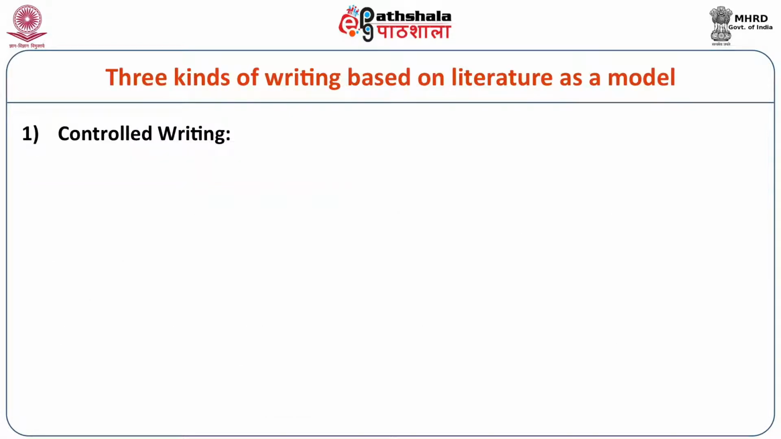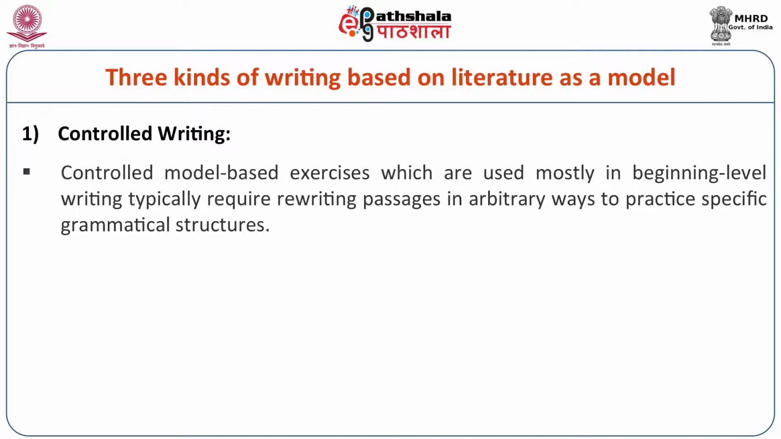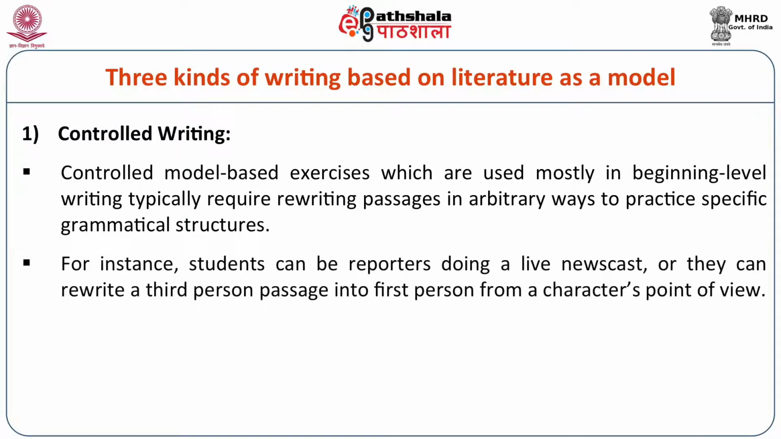There are three kinds of writing based on literature as a model: controlled writing, guided writing, and reproduction. Controlled model-based exercises, which are used mostly in beginning level writing, typically require rewriting passages in arbitrary ways to practice specific grammatical structures. For instance, students can be reporters doing a live newscast, or they can rewrite a third person passage into first person from a character's point of view.